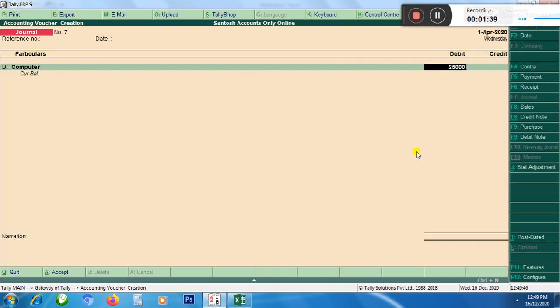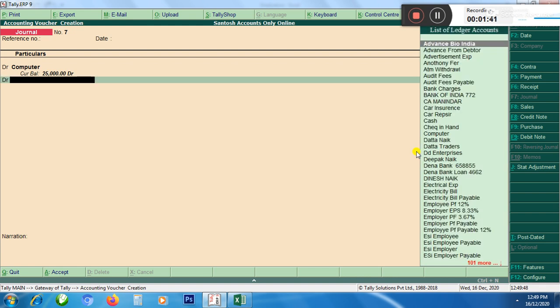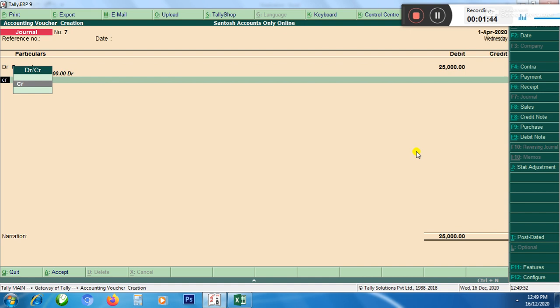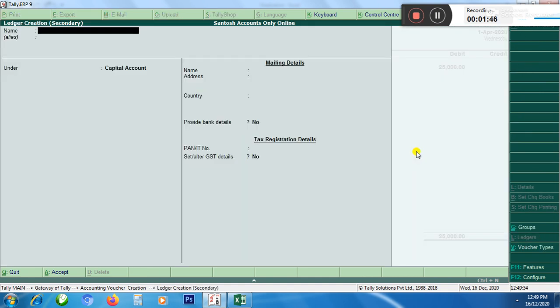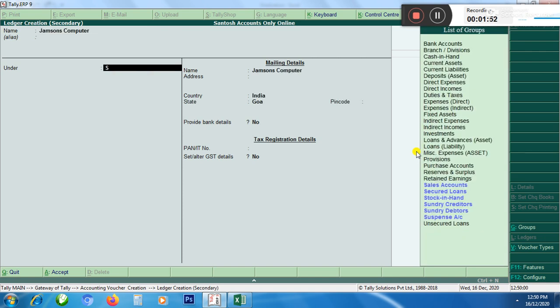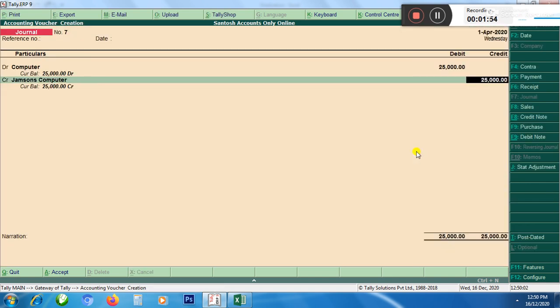If there is GST on the bill, you have to put debit input CGST and SGST. I will not put that. Credit what? I purchased that from Jameson Computer, sundry creditor. Done.